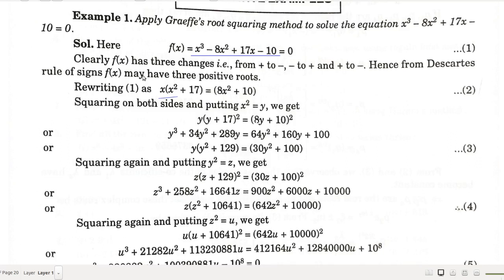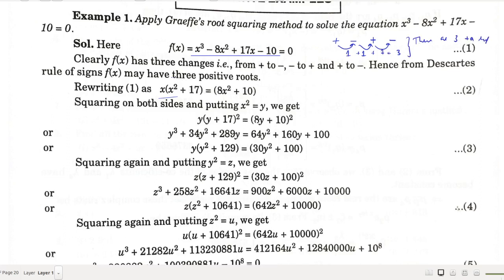First, since this is included in the textbook, I will explain this again. When you consider the signs of these terms, the first term is positive, that is the coefficient of x cube is positive, and the second term has a negative coefficient, the third is again positive, and finally the coefficient is negative. So as we go through these terms, here we have the first change, plus to negative, then one change here, and here again one change. So totally we have three positive real roots.